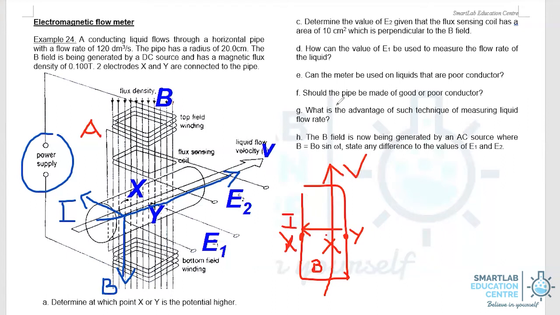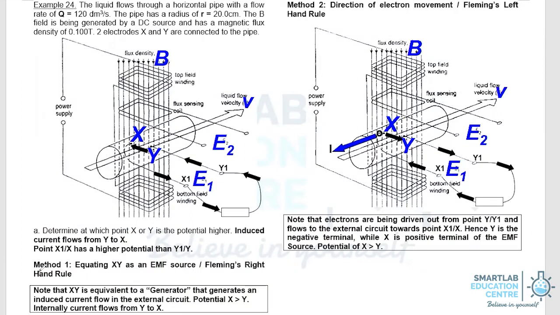And based on earlier discussion, it is important to note that this is the induced current flow within the XY, and we are treating XY as an EMF source. And with that, we will be able to conclude that X has a higher potential. So what we have described earlier utilizes method 1, that XY is treated as an EMF source, and we use Fleming's right-hand rule. As earlier concluded, the induced current flow internally will be flowing from Y towards X, and hence the current flow will exit at X and will flow back into Y. So with that, the potential of X is higher than Y.